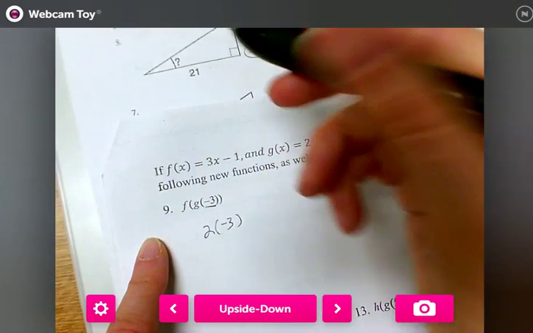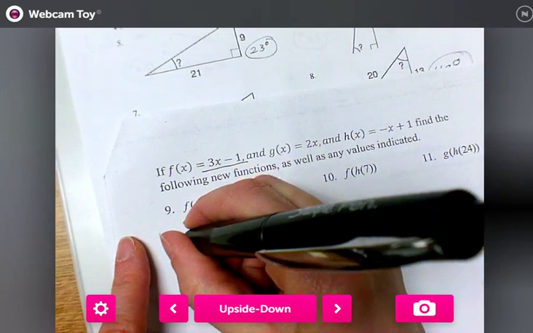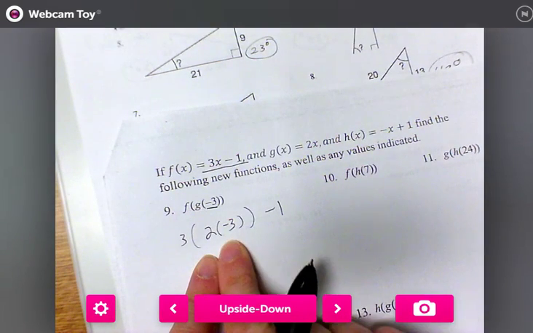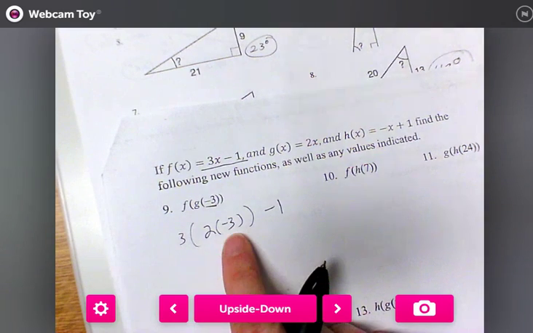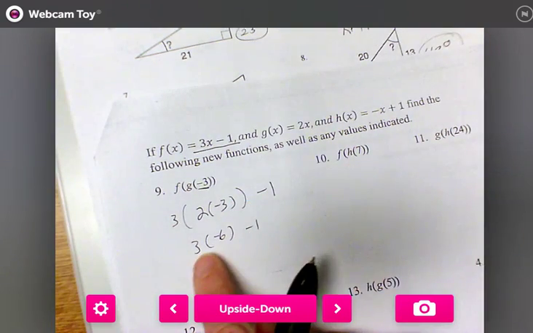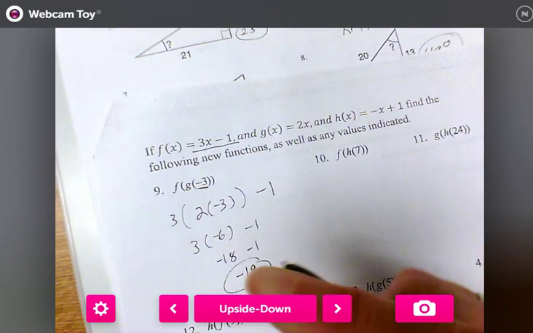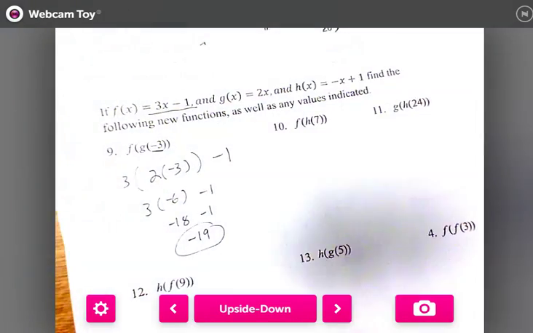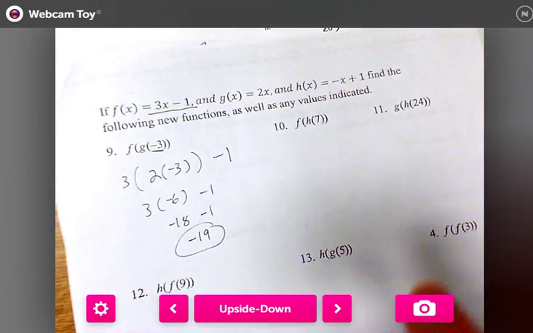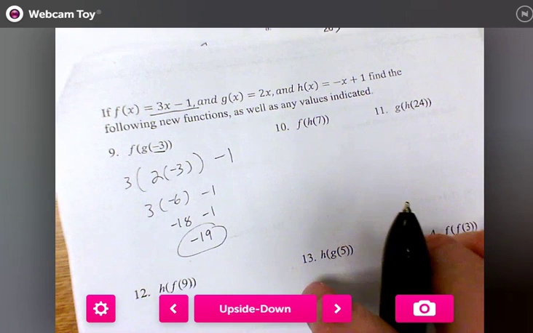Okay? So if I look at f of x right here, see how it says 3x minus 1? So I'm going to put 3 parentheses minus 1. That's the x that goes there. So 2 times negative 3 is negative 6. Negative 6 times 3 is negative 18. Negative 18 minus 1 is negative 19. The most important thing, which almost nobody in this class did, you should end up with just a number for all of these. Not an x. No x should be there. Almost the entire class did not do that. So make sure you end up with just a number.